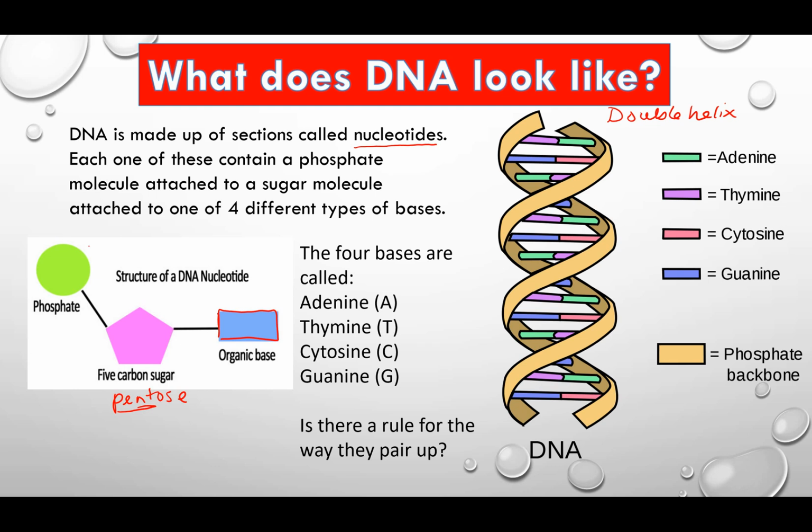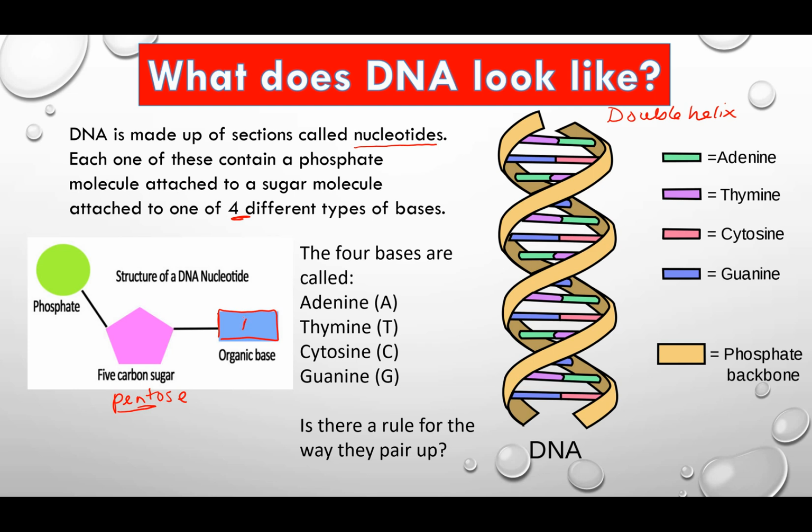And it's attached to a molecule called a phosphate group, okay? So these separate nucleotides, there are 4 different types of them, okay? And the reason there are 4 different types is each one has a different base.